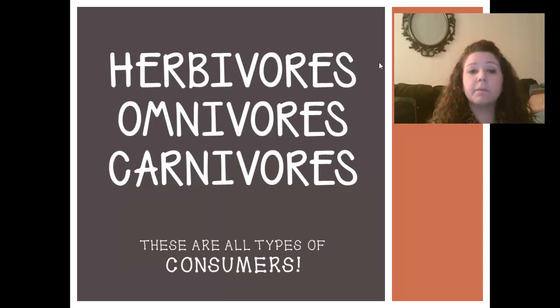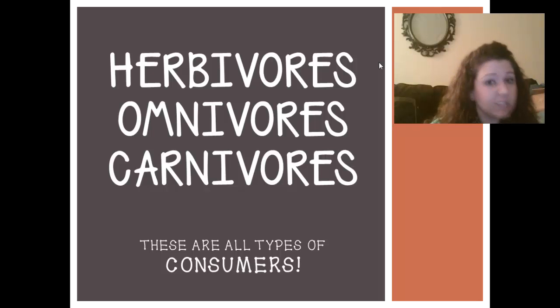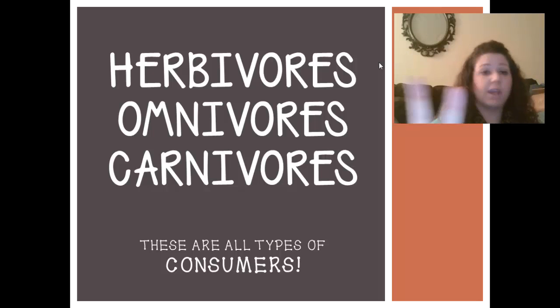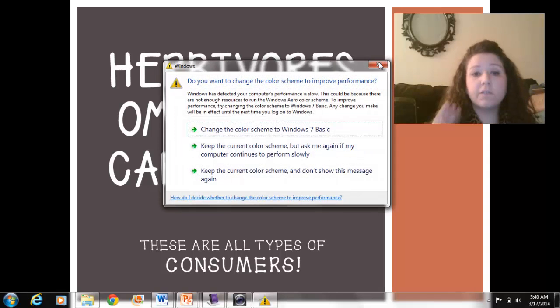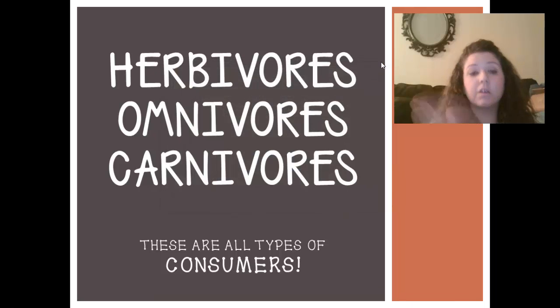Now remember when we talked about consumers, we talked about how some consumers eat producers, which are plants. Some consumers eat other consumers. So we've got 3 types of consumers. How many consumers do we have? 3. I'm going to ask you that tomorrow, and you're going to say 3. We have herbivores, omnivores, carnivores. All of those are considered what? Consumers. They're all part of our food chain.